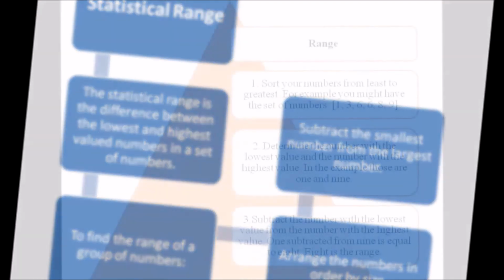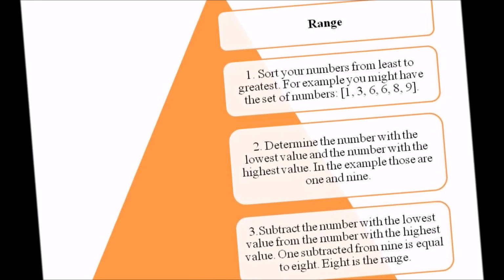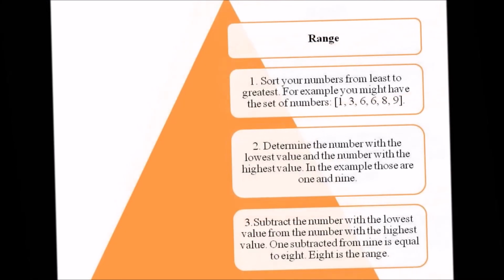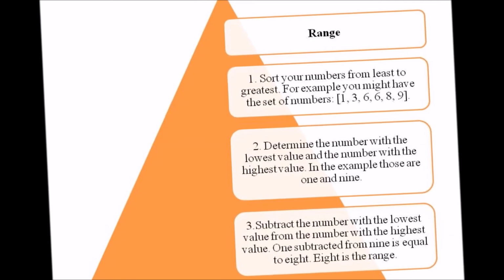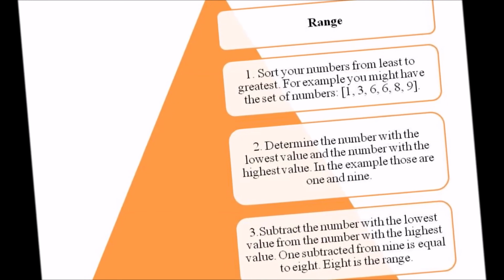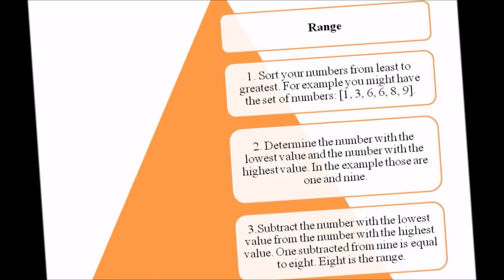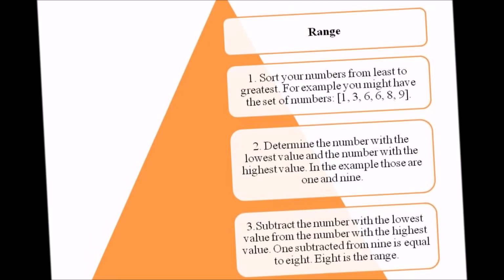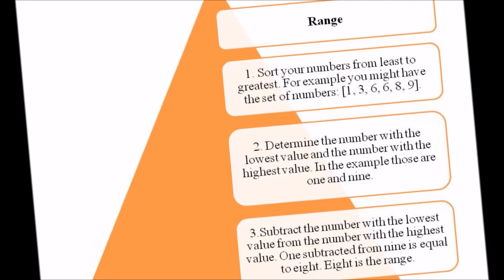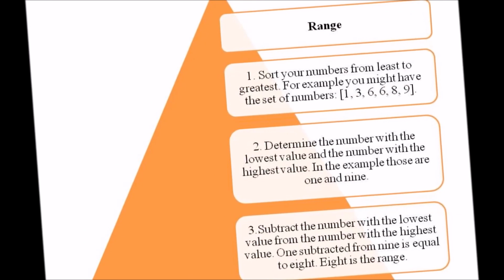Sort your numbers from least to greatest. For example, you might have the set of numbers 1, 3, 6, 6, 8, 9. Determine the number with the lowest value and the number with the highest value. In the example, these are 1 and 9. Subtract the number with the lowest value from the number with the highest value. 1 subtracted from 9 is equal to 8. 8 is the range.